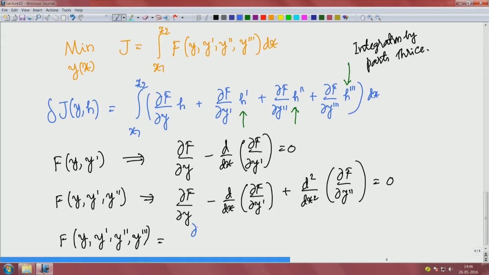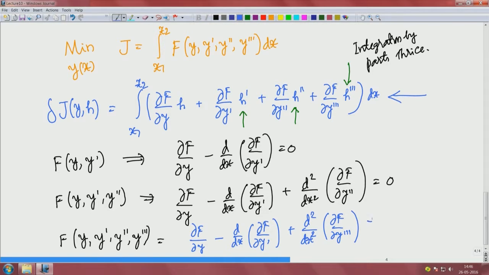We can also do the long winded way, doing integration by parts as many times as required, or we can write this as dou f by dou y, minus d by dx of dou f by dou y prime, plus d square by dx square of dou f by dou y double prime, minus third derivative d cube by dx cube of dou f by dou y triple prime, equal to 0. Here we had double prime, not triple prime.